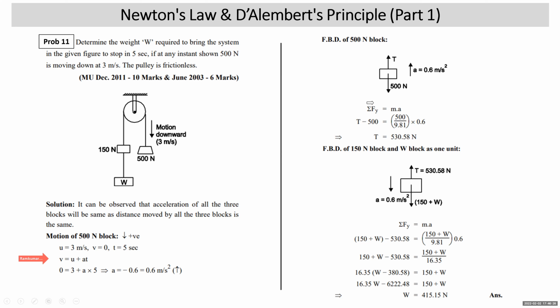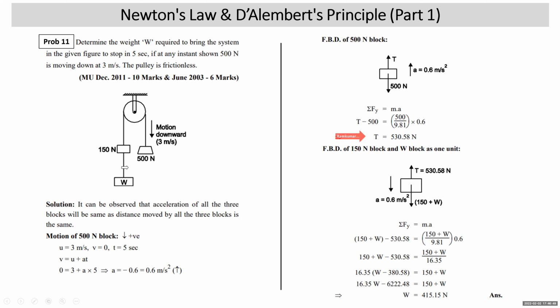Now we write Newton's law. Sigma Fy is ma. Force in the direction of acceleration will be taken as positive. T minus 500 is equal to ma. M is weight upon g into 0.6. That comes out to be T as 530.5. Now, on the other side, you have 2 blocks. Is he asking the tension in the string connecting the block of 150 Newton and W? No. So you can take the 2 blocks as 1 unit.